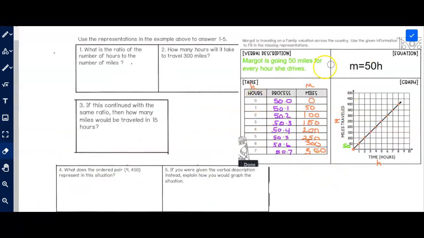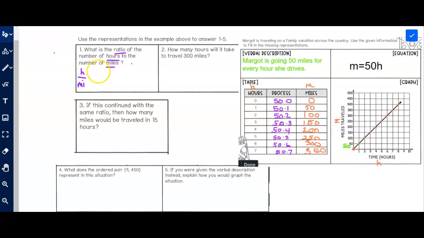So now we're supposed to use this information that we entered into our missing pieces here to figure out the answers to these prompts. So we're going to start with the first prompt. What is the ratio of the number of hours to the number of miles? So remember when we were looking at this table, we were comparing the miles traveled to how long it took. So we did miles first to hours second. But this is asking for the ratio of hours to miles. So we're going to actually want to flip that ratio over because they're asking us for a certain order. So it's going to be hours to miles.